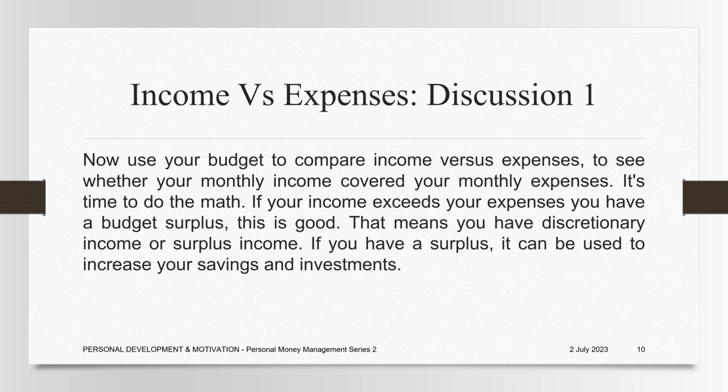Now use your budget to compare income versus expenses, to see whether your monthly income covers your monthly expenses. It's time to do the math. If your income exceeds your expenses, you have a budget surplus. This is good. That means you have discretionary income or surplus income. If you have a surplus, it can be used to increase your savings and investments.